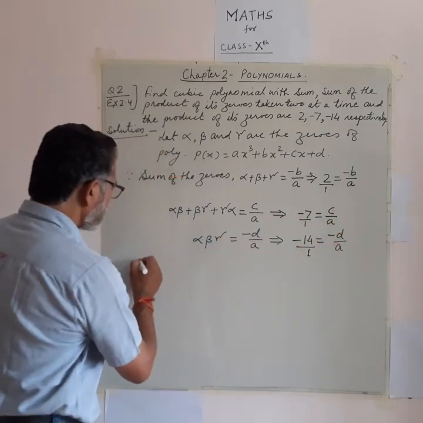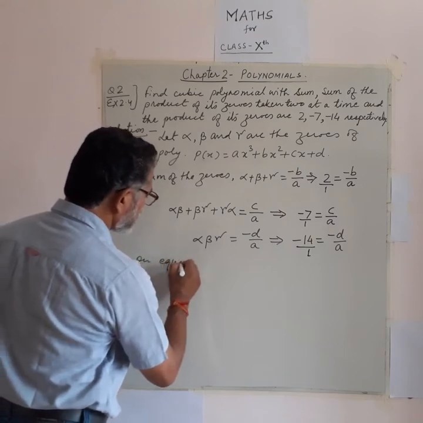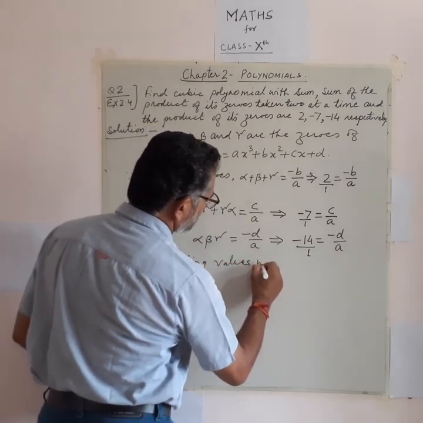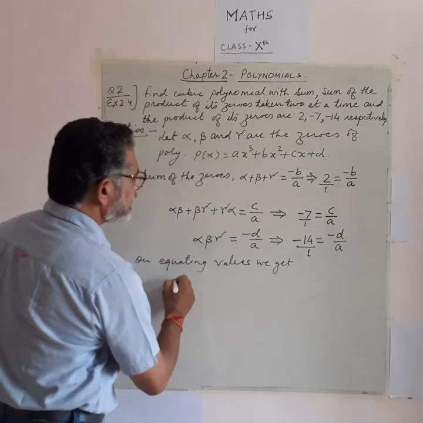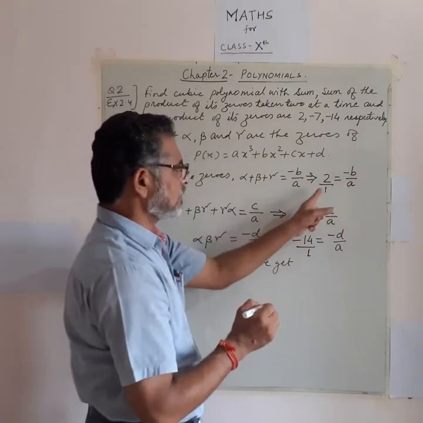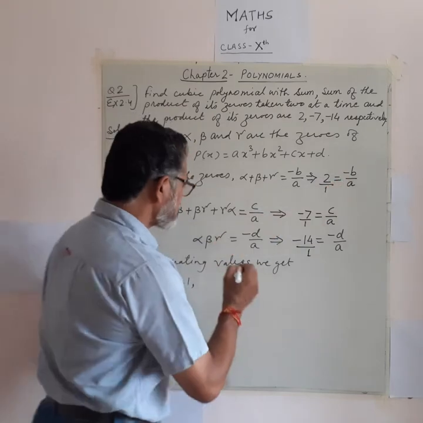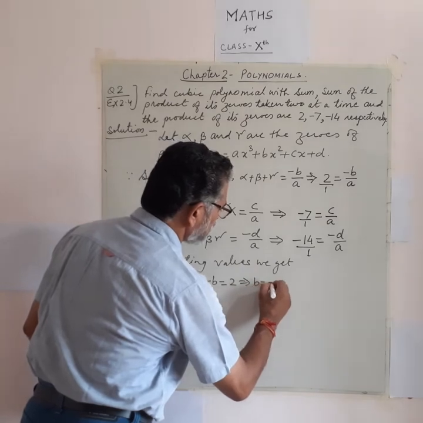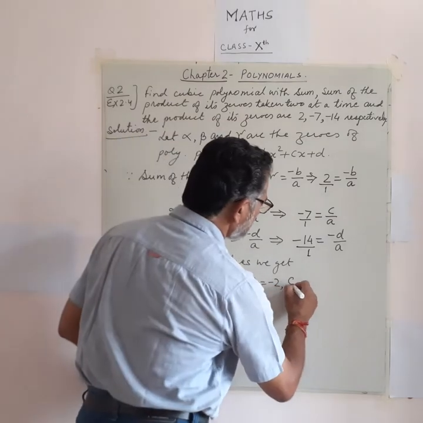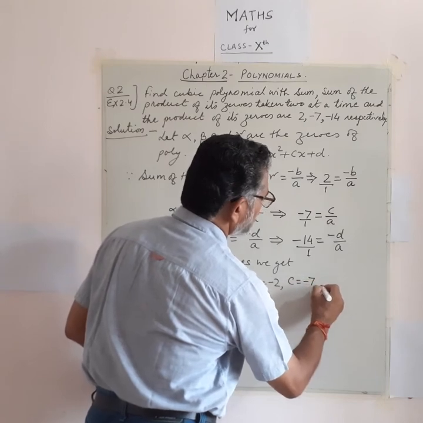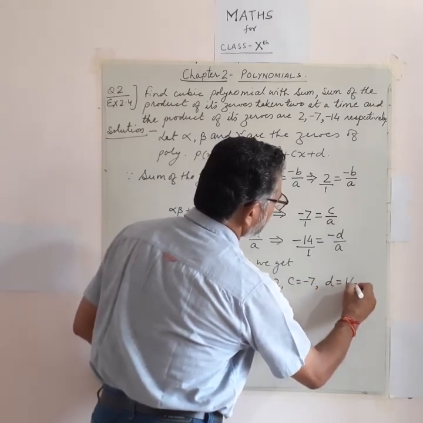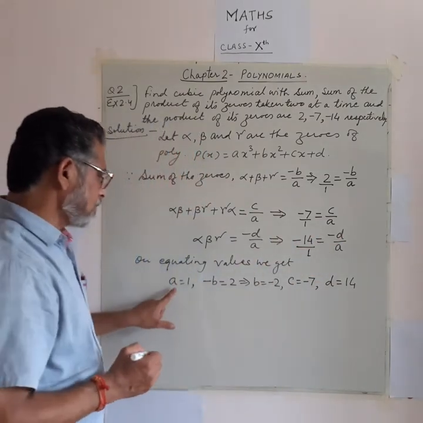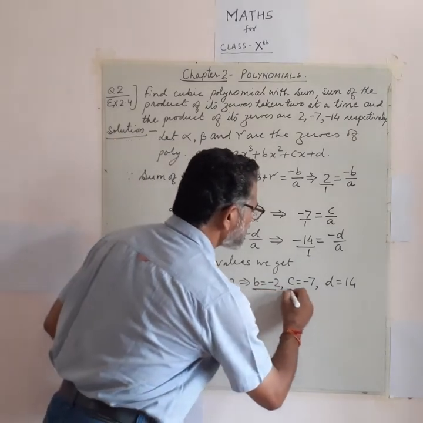So on equating the values, what do we get? a equals 1, a equals 1 in all, minus b equals 2, this gives b equals minus 2, c equals minus 7 and d equals 14. Minus d is minus 14, so d equals 14. So now we know the values of a, b, c and d.